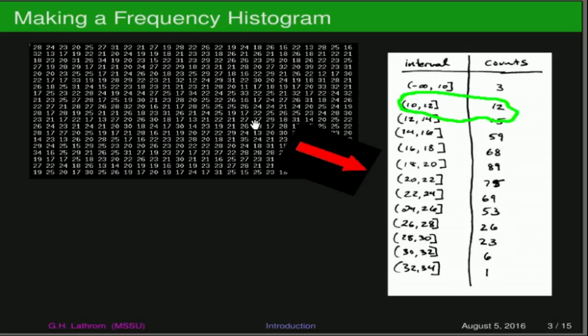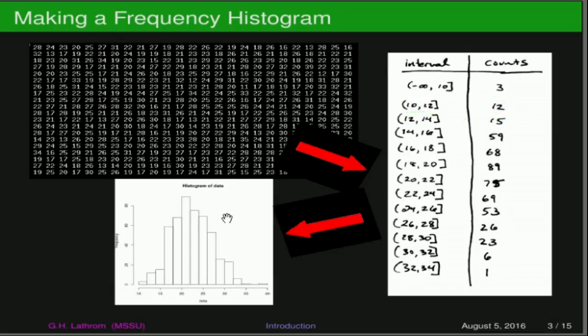Then what we do is form rectangles, one rectangle for each subinterval. Each rectangle represents one subinterval, and the height of that rectangle corresponds to the number of counts we have. So the highest rectangle is the largest number of counts. That is essentially what a histogram is. It gives you a visual representation of the structure of how this data set is divided up.